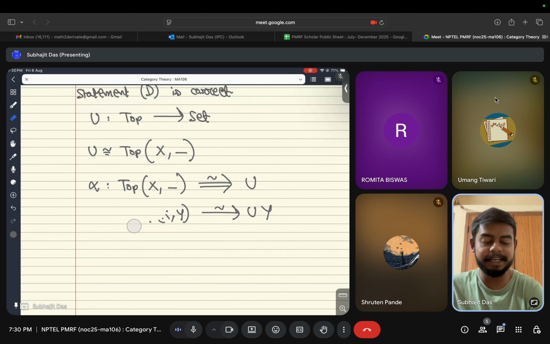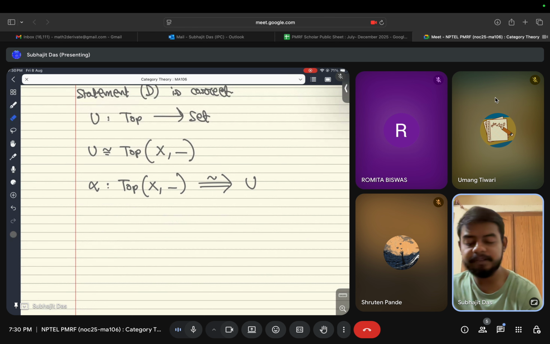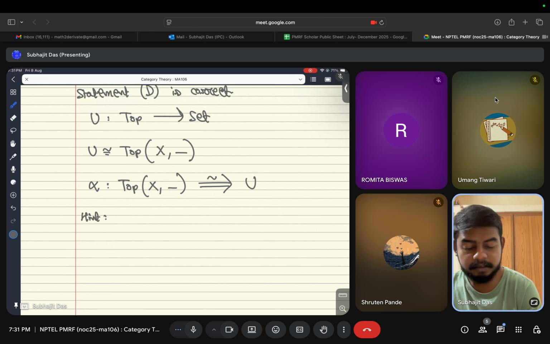So I'll give you a hint. Try to fill out the details. So the hint is, the singleton space doesn't work. That is, the terminal object doesn't work.